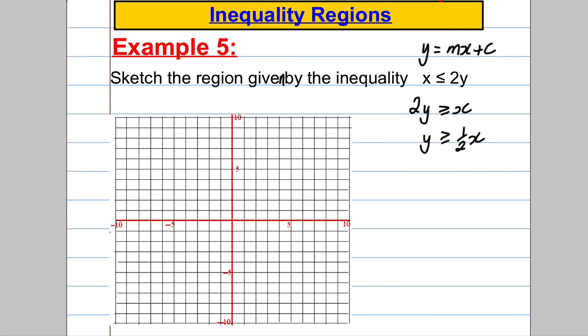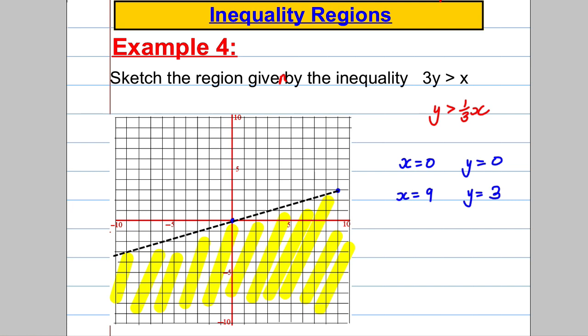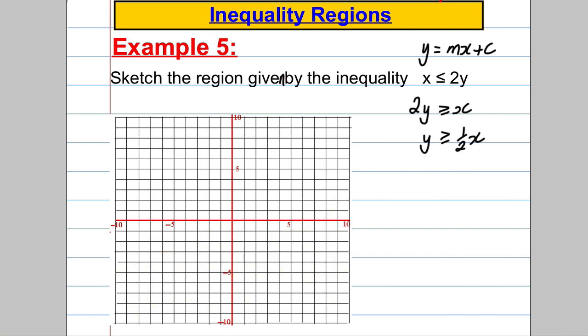And we're in a very similar position now to how we were before, and we can just plot it without worrying. So let's plot the line y is equal to a half x. If x was equal to 0, in this case y would equal 0. Let's pick an x that you can halve.